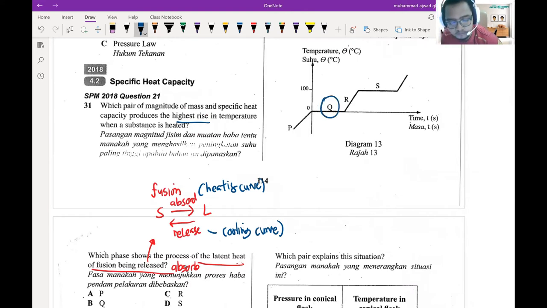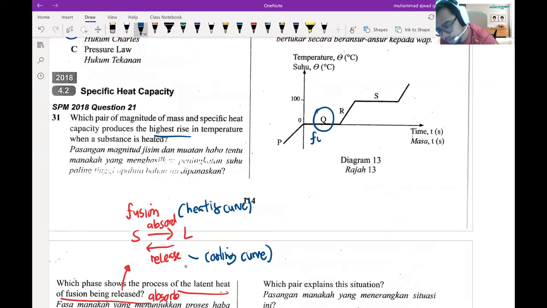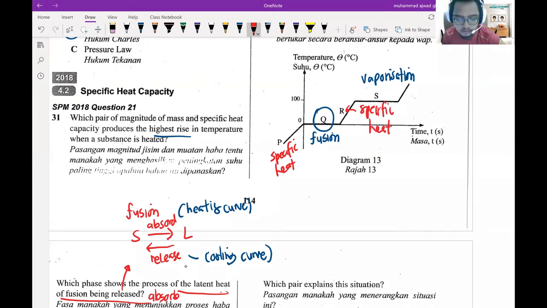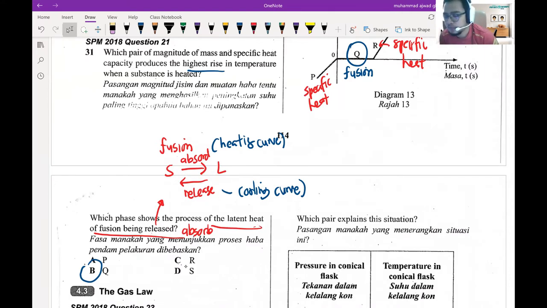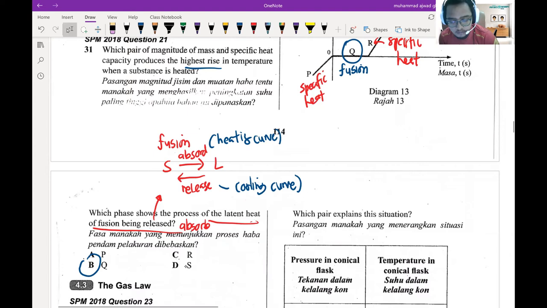Okay, so mana yang latent heat of fusion? Q. Okay, this is fusion. S is vaporization. P is specific heat. Specific heat. Soalan tak tepat tu. Okay, absorb. Kita ambil absorb. Jawapan dia bola. Orang ni salah salin kot.